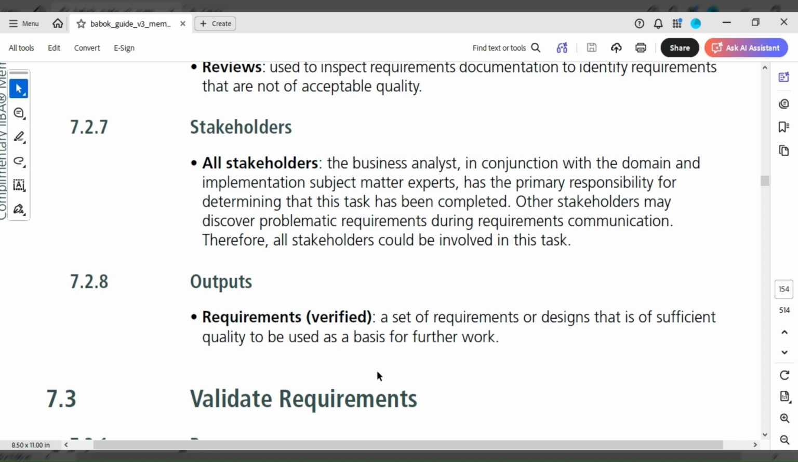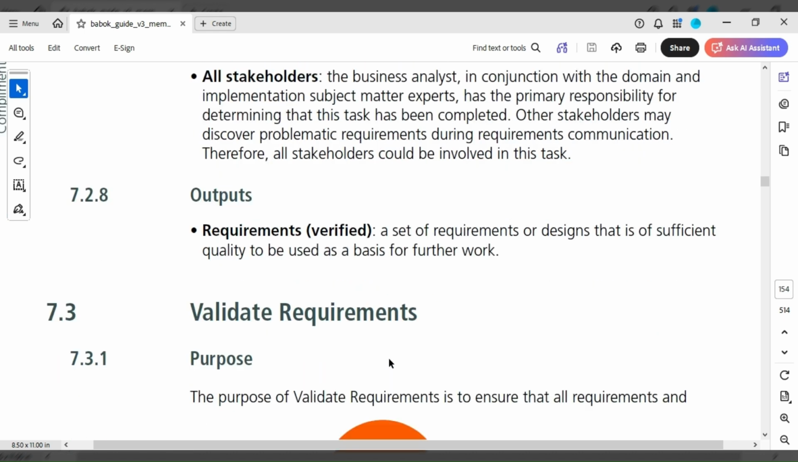So, stakeholders: the business analyst, in conjunction with the domain and implementation subject matter experts, has the primary responsibility for determining that this task has been completed. Other stakeholders may discover problematic requirements during requirements communication. Therefore, all stakeholders could be involved in this task. Output. So, what you're expecting as your output is requirements verified: a set of requirements or designs that is of sufficient quality to be used as a basis for further work.